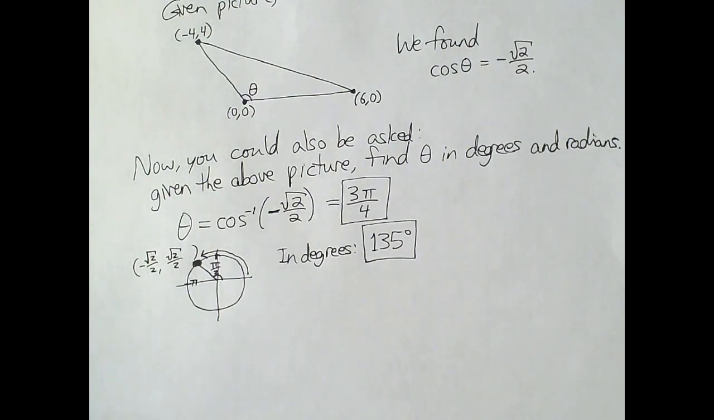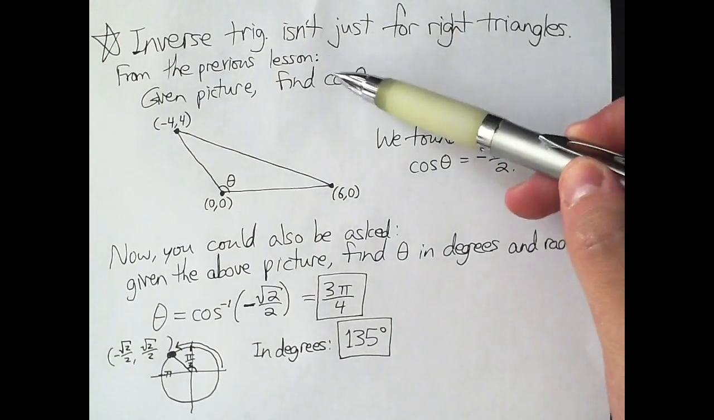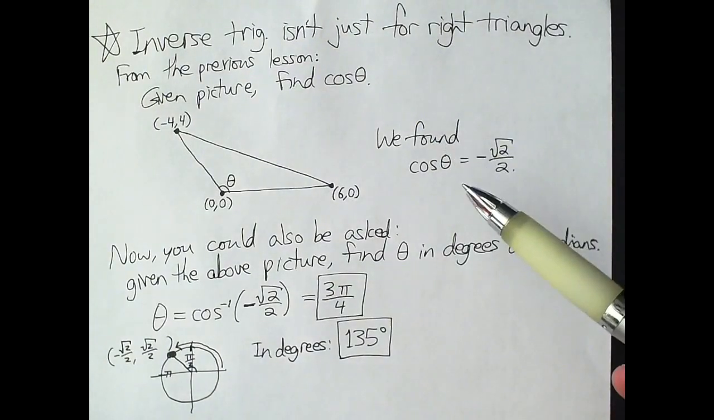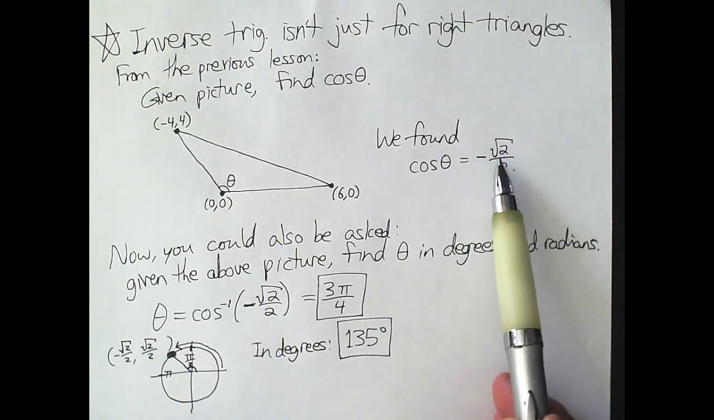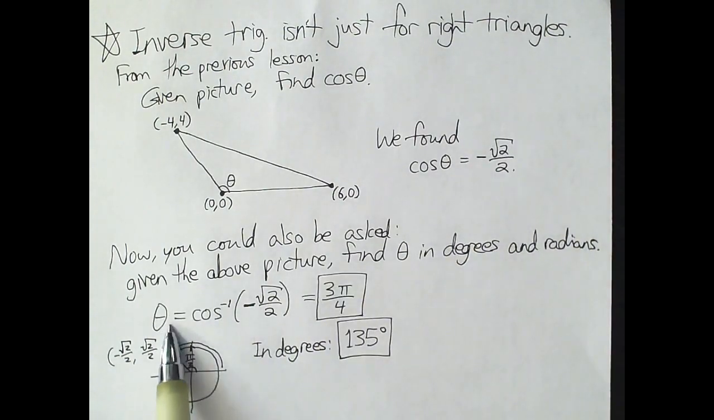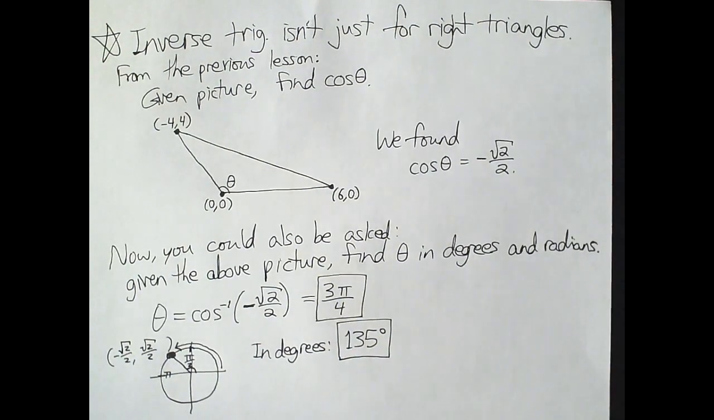Okay. So that was just to show you how, with the problem we had in the previous lesson where we found cosine of theta, now we could go a step further. Once we have found cosine of theta, we could actually find theta. And it's not a right triangle.